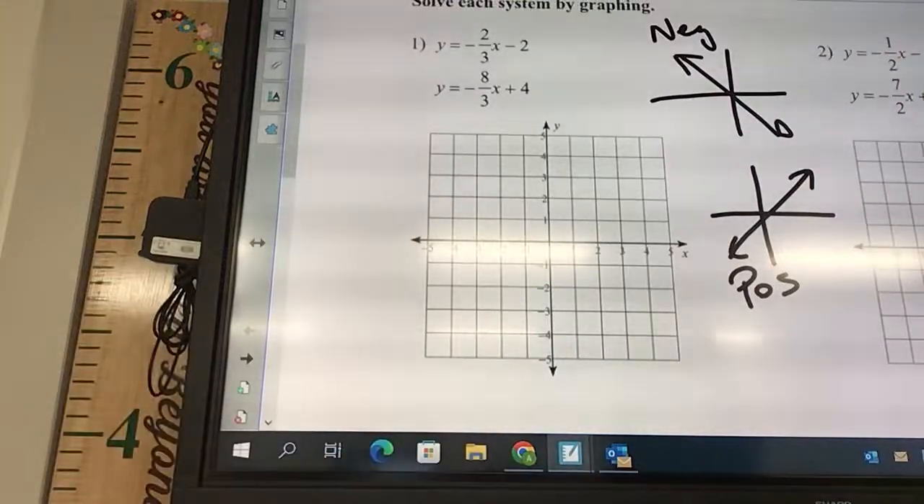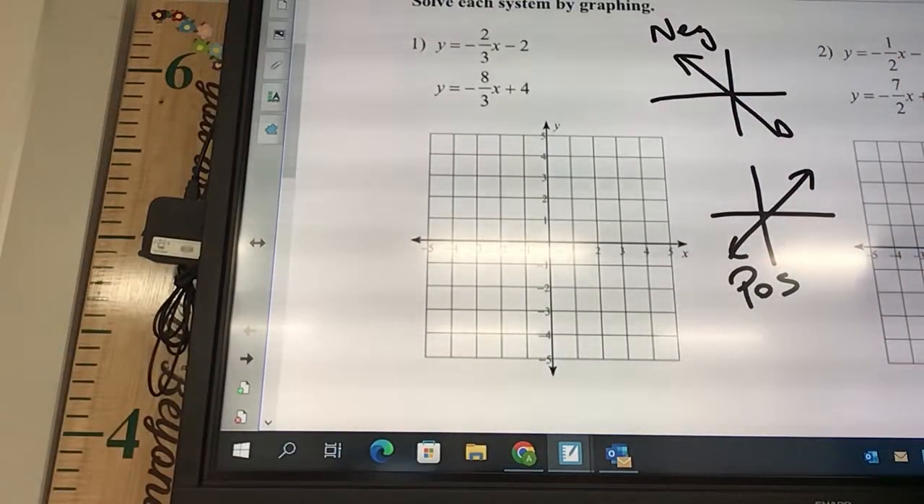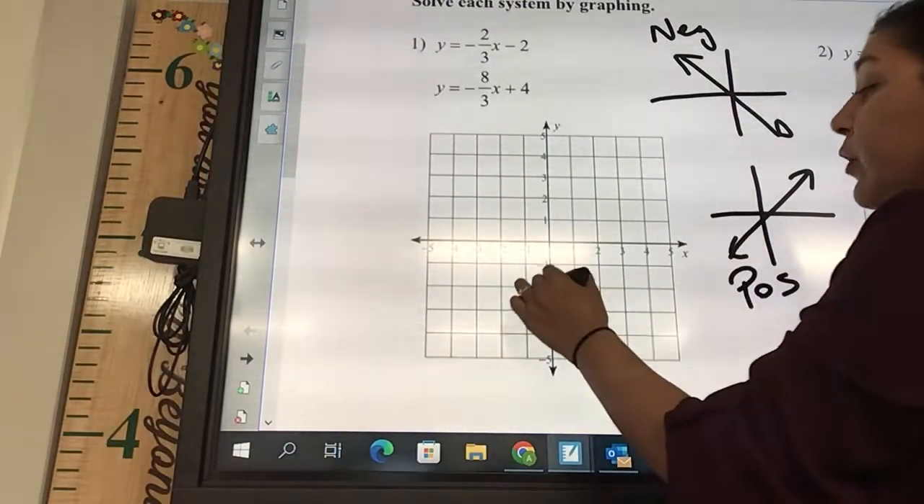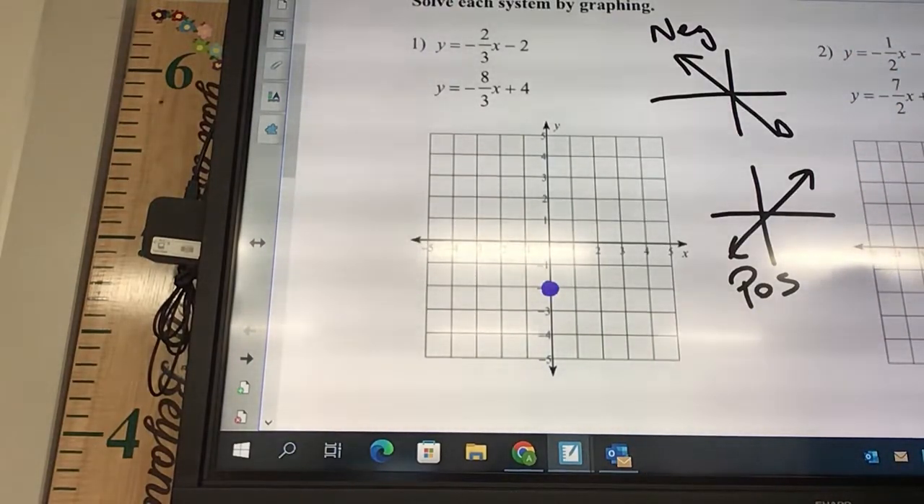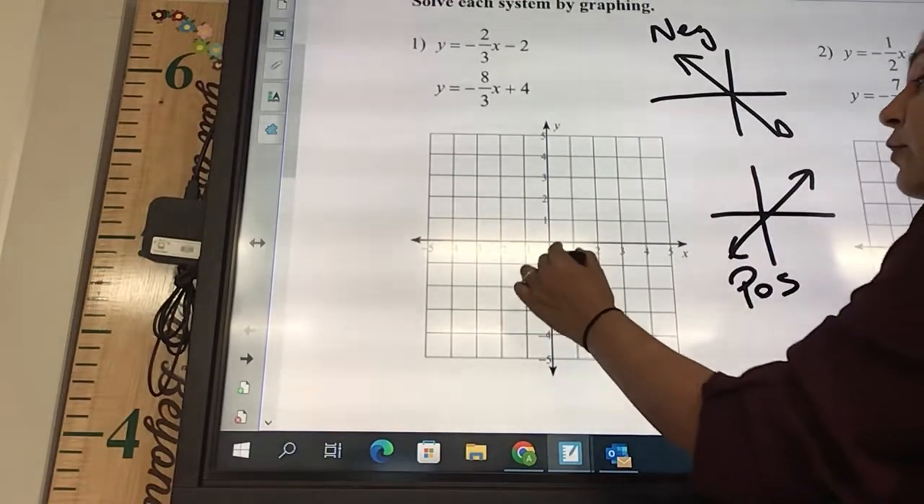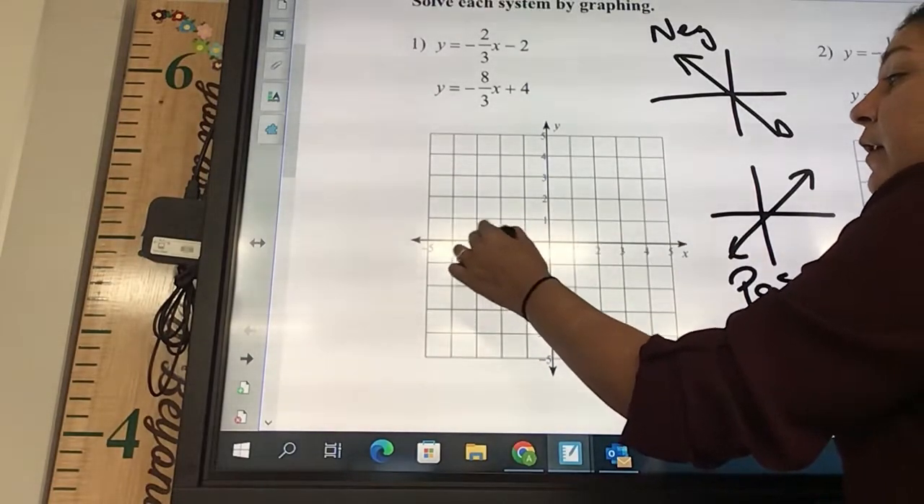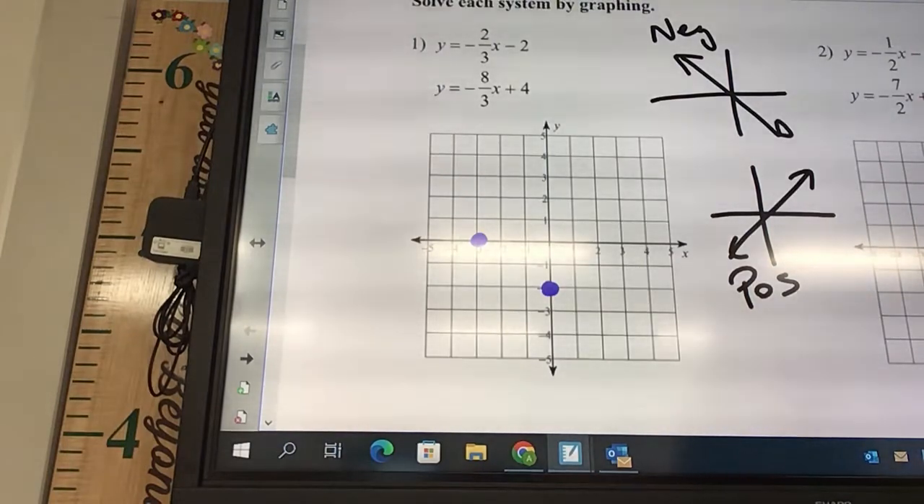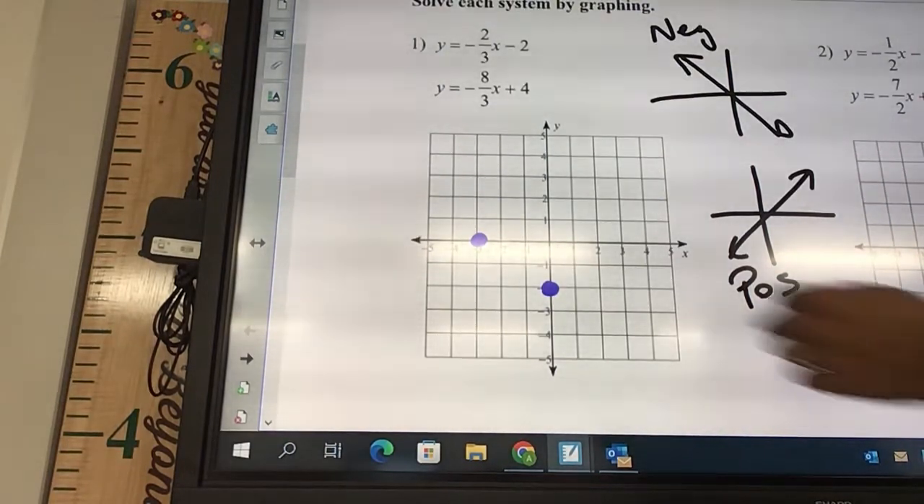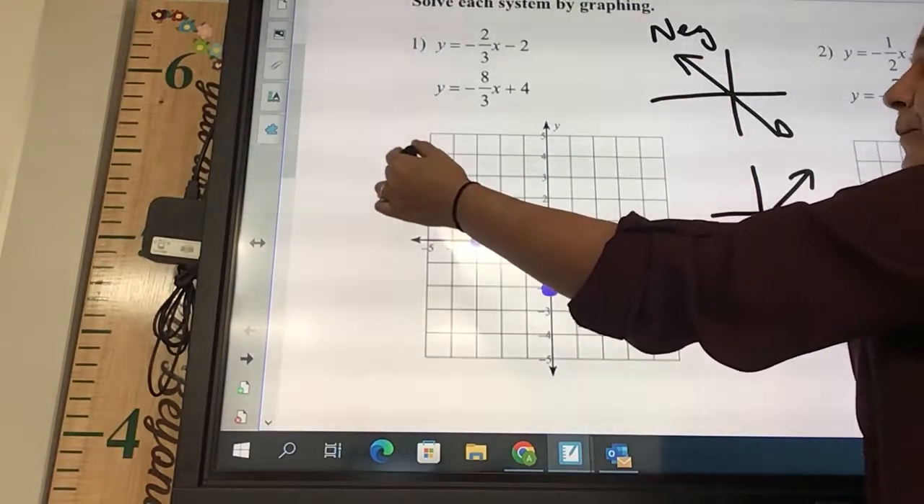Where does that graph start? -2. And what is our slope? Okay, 2 over 3. So we're going to go up 2, over 3. How many times do you have to do that? Yeah, as many as we can. So we can go up 2 again, but can we go over 3?